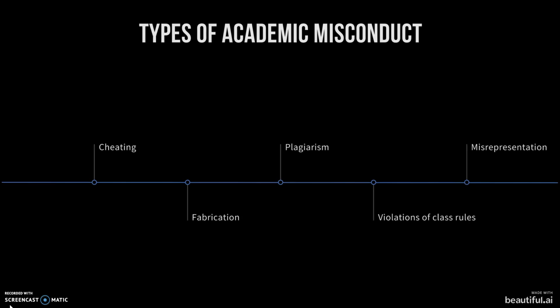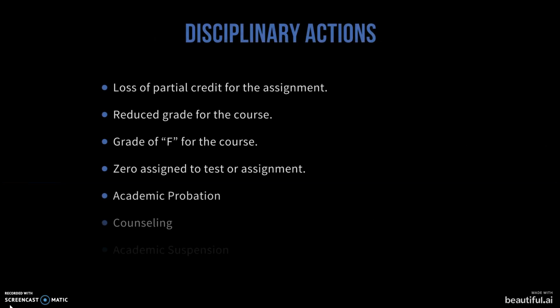Okay, types of academic misconduct are cheating, fabrication, plagiarism, violations of class rules, and misrepresentation. Now, if any of these occur, these are the following actions that could occur. Loss of partial credit for the assignment, reduced grade for the course, grade of F for the course, 0 assigned to the test or assignment, academic probation, counseling, academic suspension, or expulsion. Now, hopefully none of those actions will have to occur.